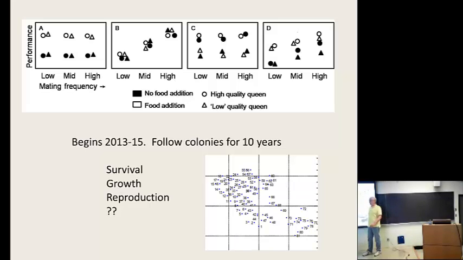Okay. And then we're going to follow them for the next X years, 10 years, I said, and measure a variety of things: survival, growth, reproduction, and so on. And maybe whatever else we can think of. To see if we can now experimentally pull apart the independent effects of mating frequency or food addition or environmental quality or queen quality and so on.